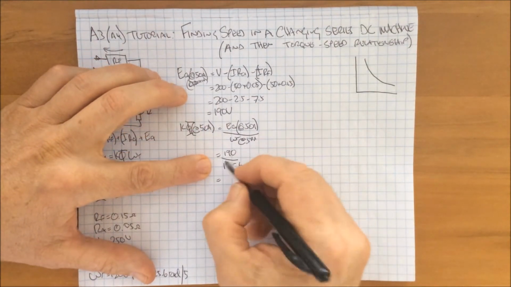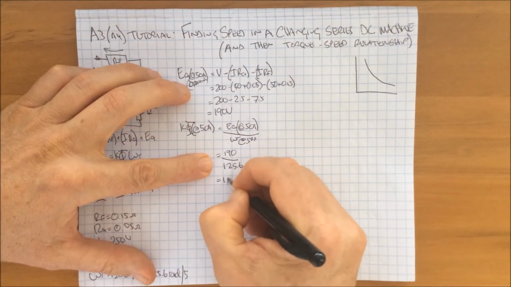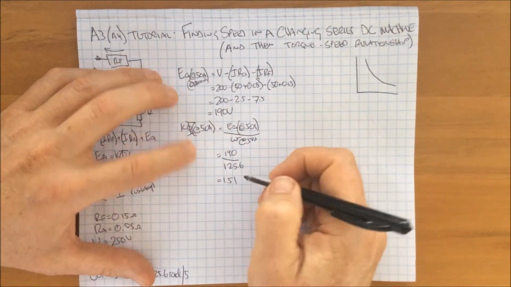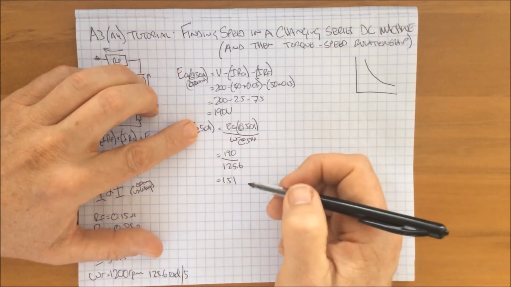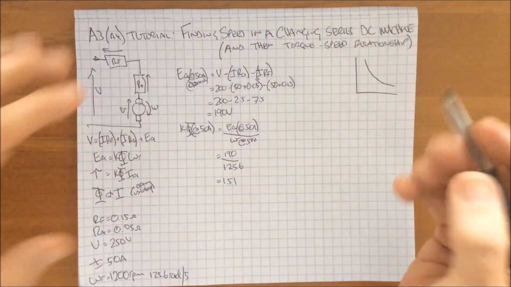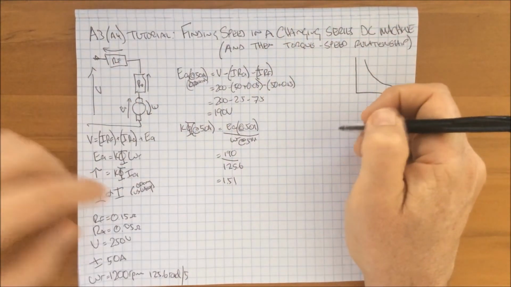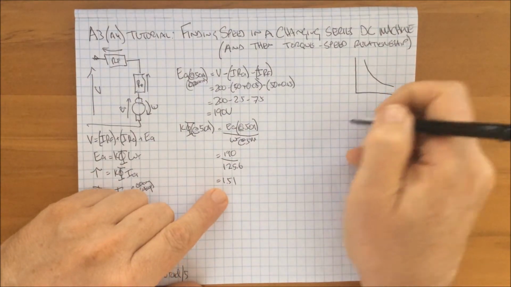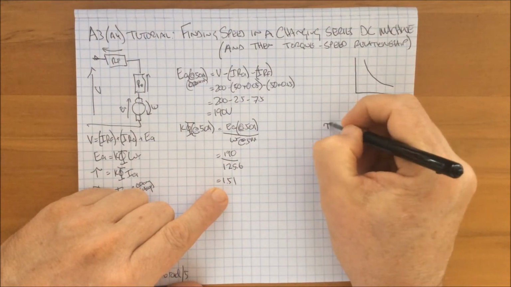That gives us a new K phi of 1.51. That's our K phi at 50 amps. So that's what we know of the machine. We can also, if we wanted to, find out what torque is as well. This will come in handy later on.